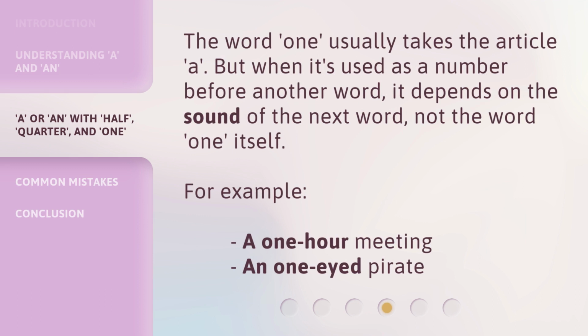The word 1 usually takes the article a, but when it's used as a number before another word, it depends on the sound of the next word, not the word 1 itself. For example, a 1-hour meeting, and a one-eyed pirate.